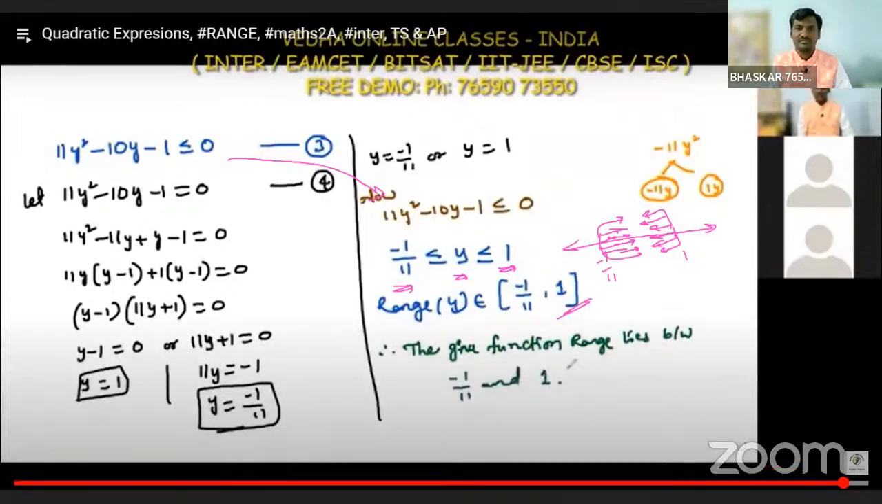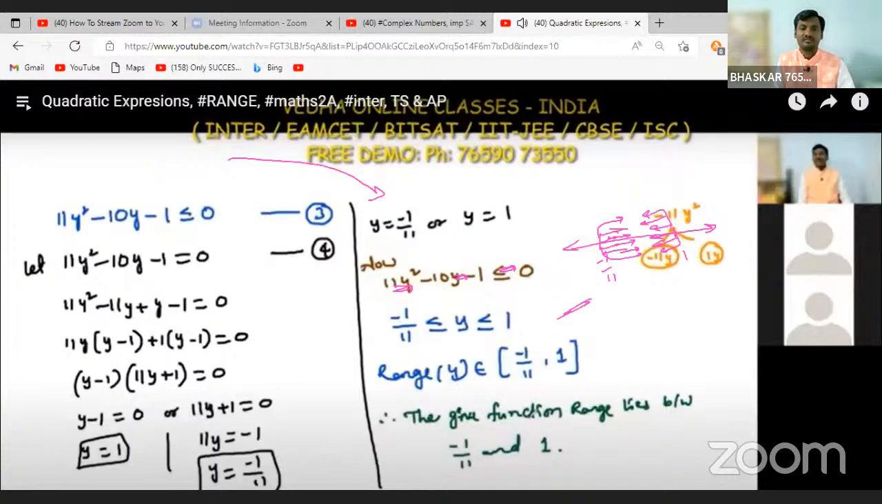So what is the question here? We have to prove that it lies between minus 1 by 11 and 1. Okay, this is the required solution.